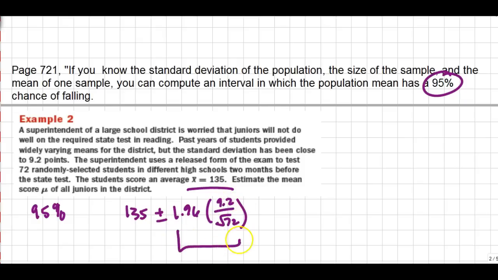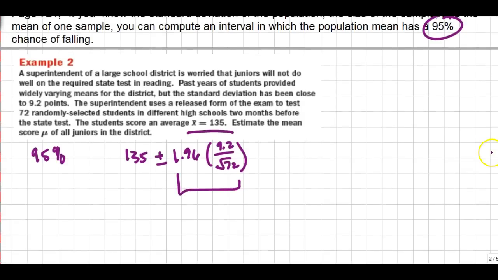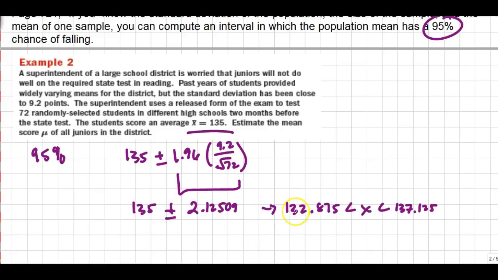So now when you calculate here, that answer is 2.12509. And so then you'll add and subtract 135 from that. So our confidence interval is 132.875 to 137.125. So we are 95% confident that the sample score of the juniors will score on average between those two values.